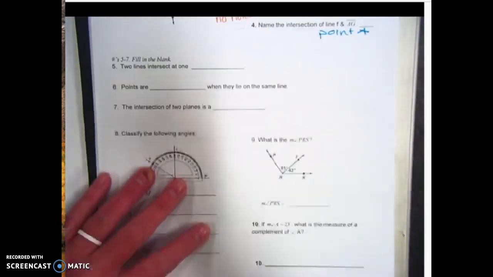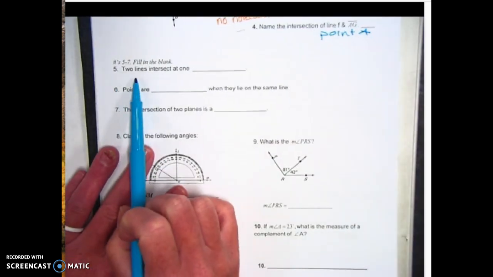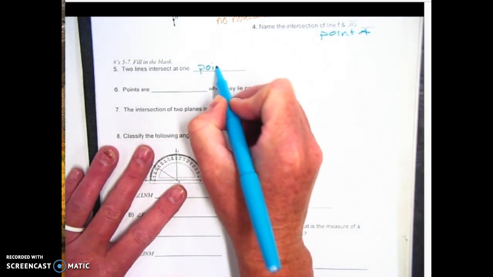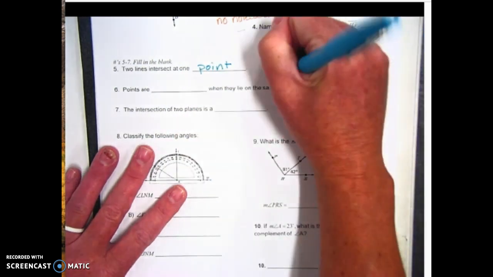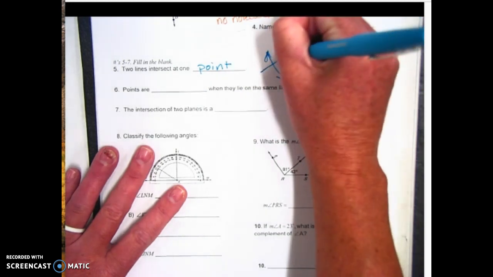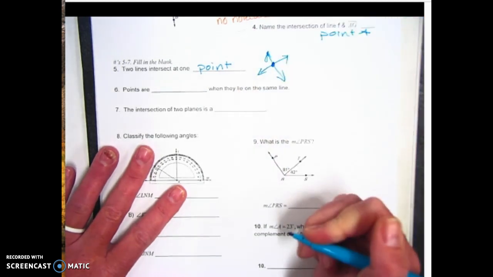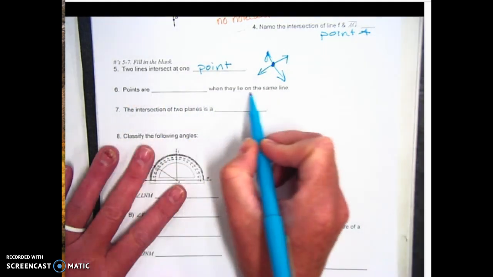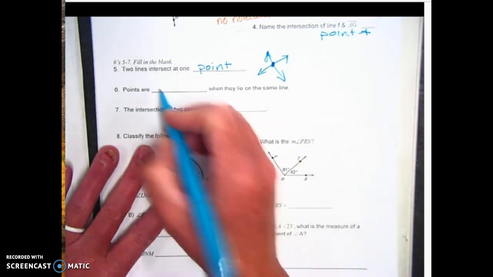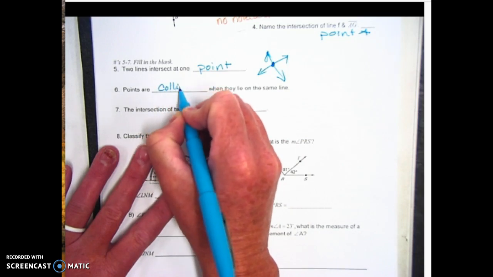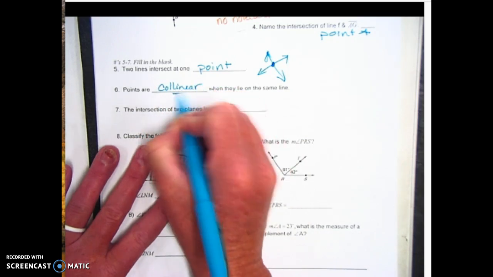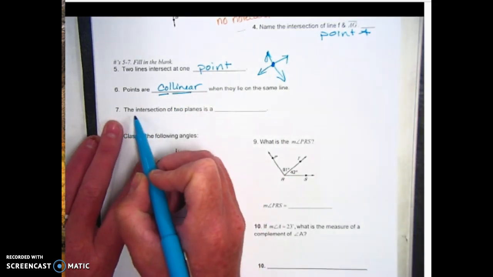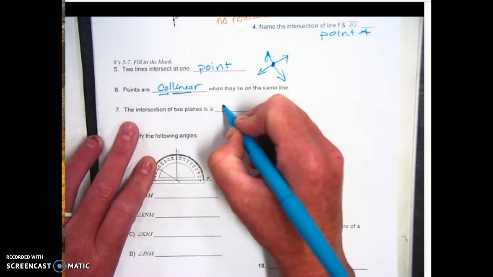All right. Numbers 5 through 7 are your fill in the blanks. Two lines intersect at one point. So if you have 2 lines, they're intersecting right here at one point. Okay. Number 6, points are blank when they lie on the same line. That means collinear. Has the word line in it. Co means same.